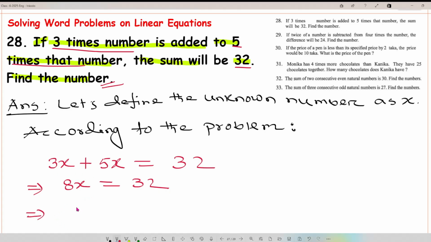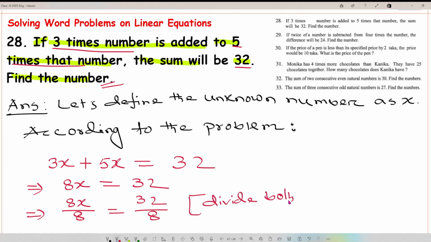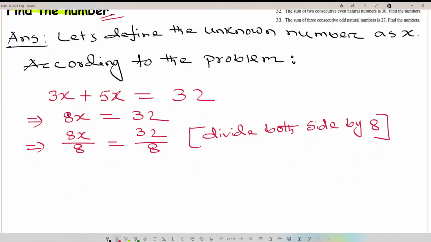Now we can divide both sides by 8. So 8x divided by 8, and here 32 divided by 8. We can write, divide both sides by 8. Okay, then 8 divided by 8 is 1, so x equals 32 divided by 8 is 4, because 4 times 8 is 32. So our answer is 4.